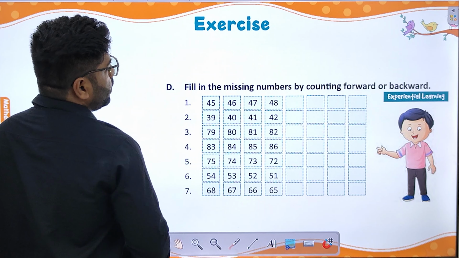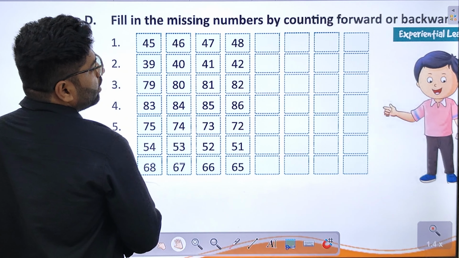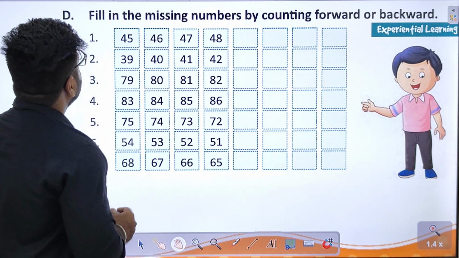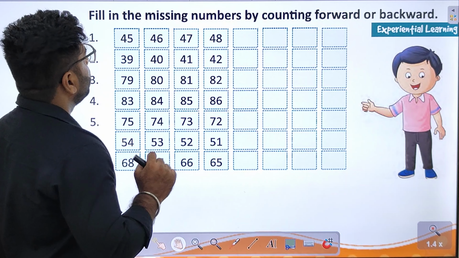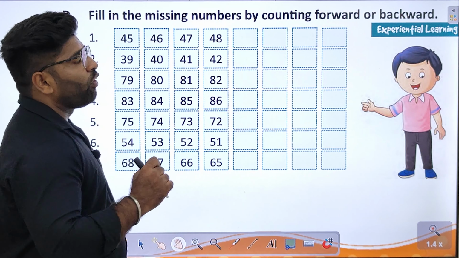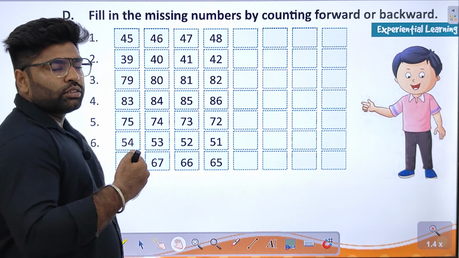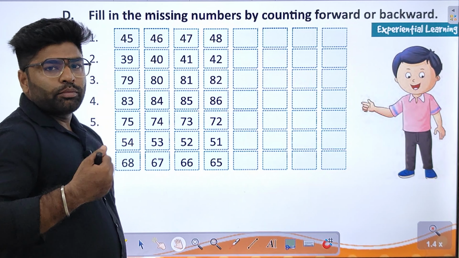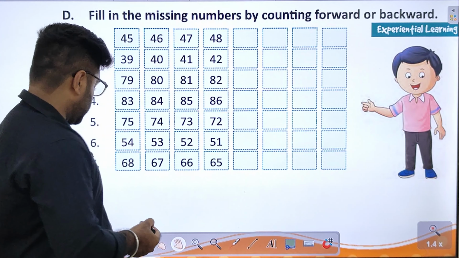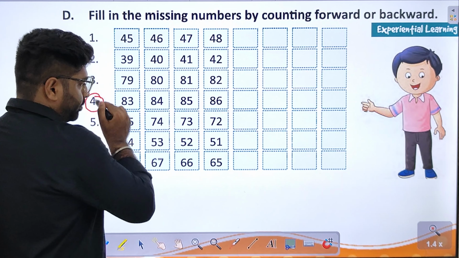Here we are having exercise and this is D part. Let's pick one more part. In question number D, we have to fill in the missing numbers by counting forward and backward. Here we are having two methods. Forward, we have to write the next numbers. In backward, we have to write the before numbers or previous numbers. Clear? So we will pick question number 4 first.